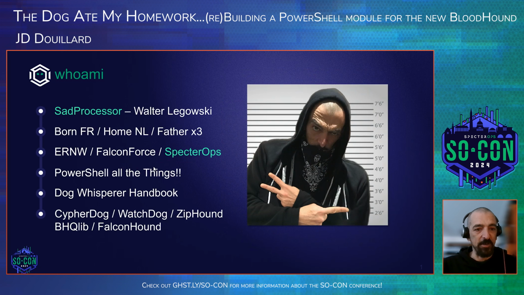So I'm a big fan of PowerShell, and I'll be showing some of that PowerShell today. And back in the days, I had written the Dog Whisperer handbooks, which was a bit of an unofficial guide to BloodHound. And maybe you know these tools. So CypherDog was my attempt at talking to the legacy BloodHound REST API and sending some Cypher there. Then I wrote Watchdog, which was an attempt at putting metrics out of BloodHound queries.